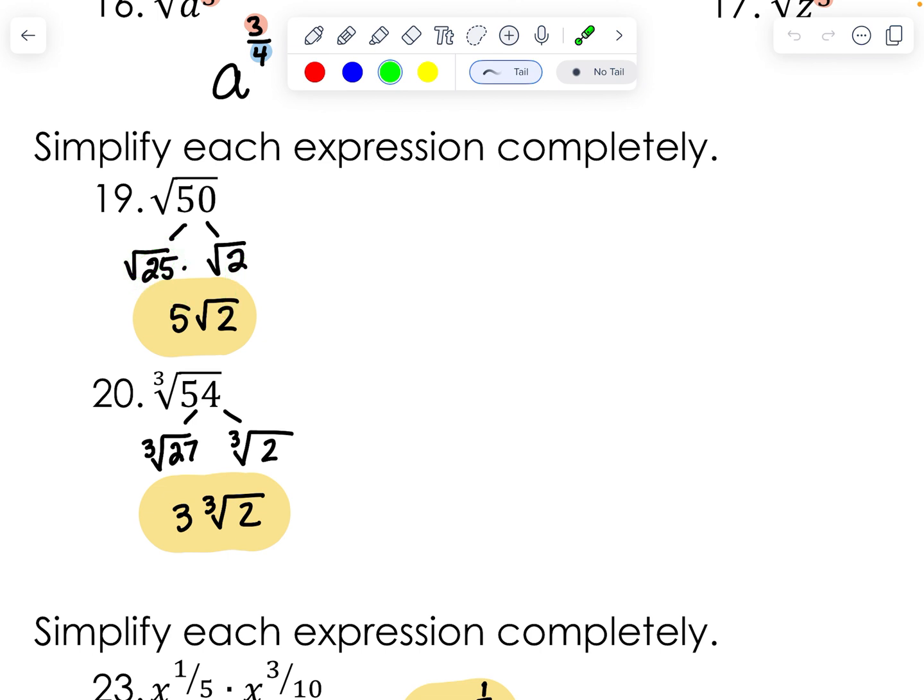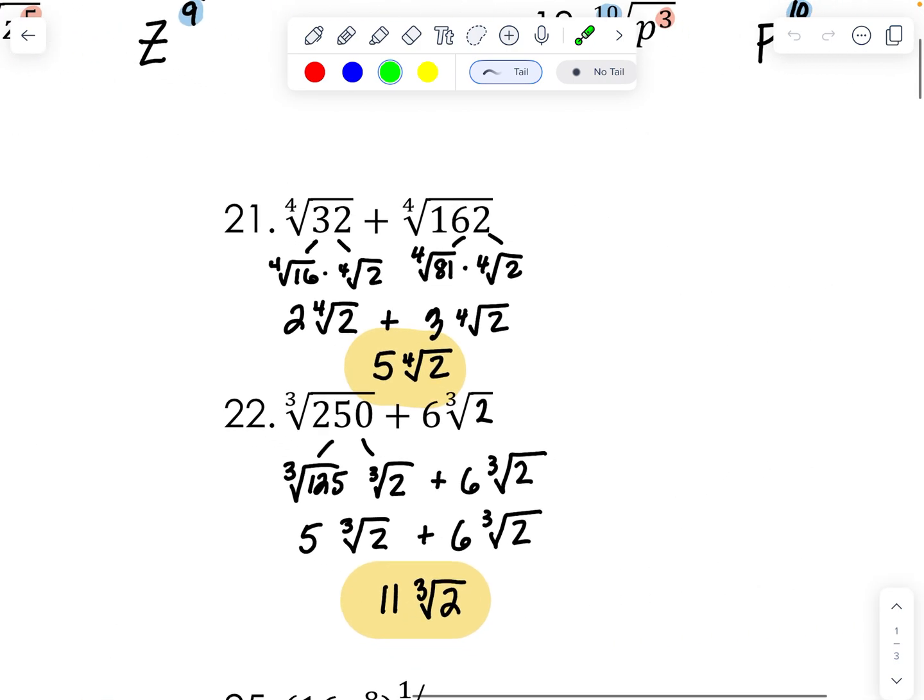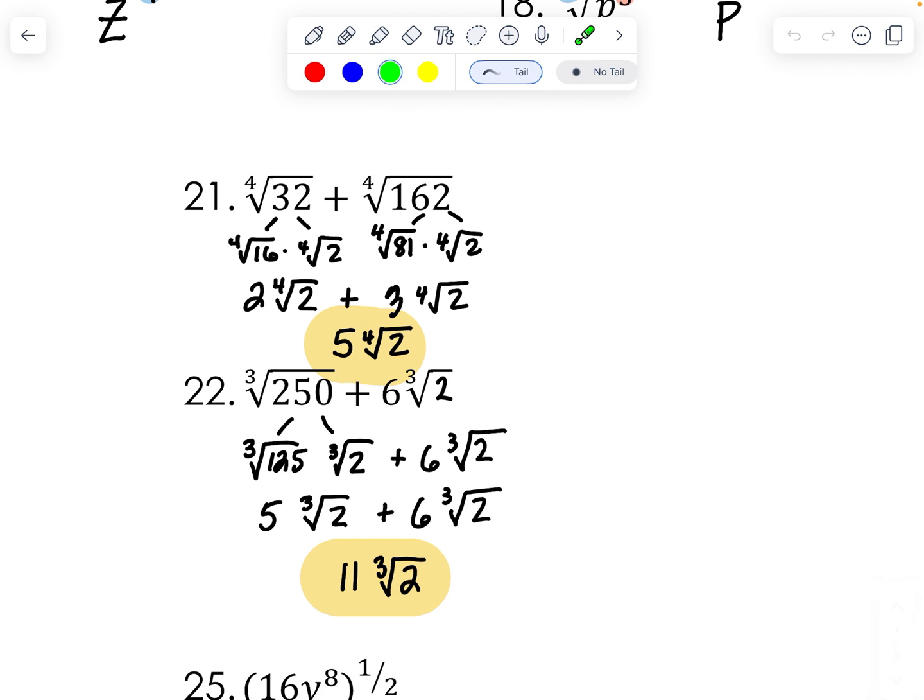Now when you have a different root, in this case a cube root, you're going to do the same thing, except instead of looking for perfect square factors like we did here, we need a perfect cube factor. So 27 is a perfect cube, and 54 is 27 times 2. So now you can cube root the 27 and turn it into 3, and the cube root of 2 we don't know, so it stays as cube root of 2. So similar thing as up here. We'll do the same thing over here.